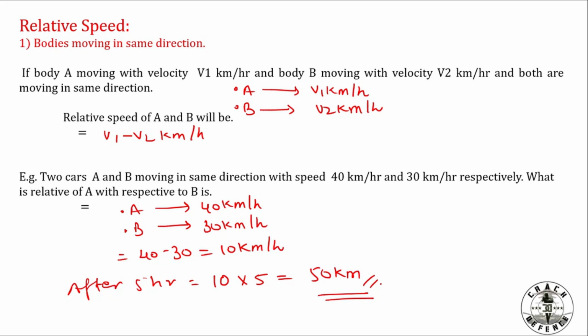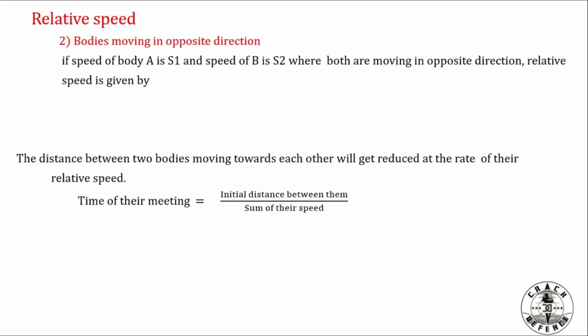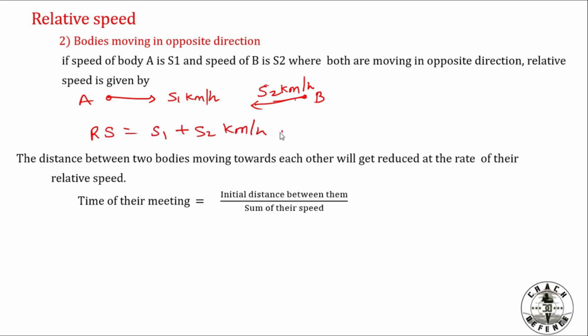Now let's talk about another category of it, that is bodies moving in opposite direction. So if the speed of body A, which is starting from this point towards this direction, is s1 km per hour, and the other body, that is B, starts from the other direction with s2 km per hour, then the relative speed would be s1 plus s2 km per hour.